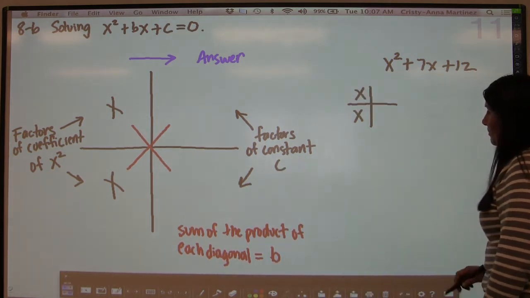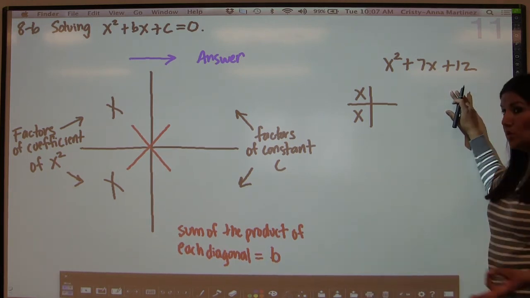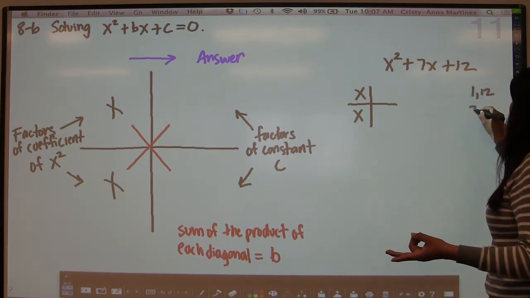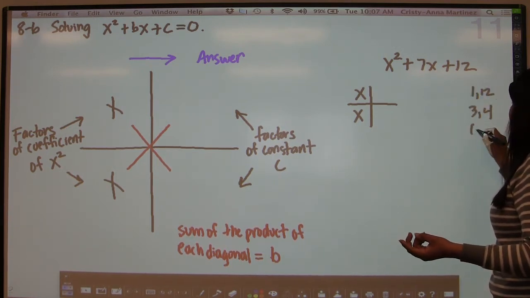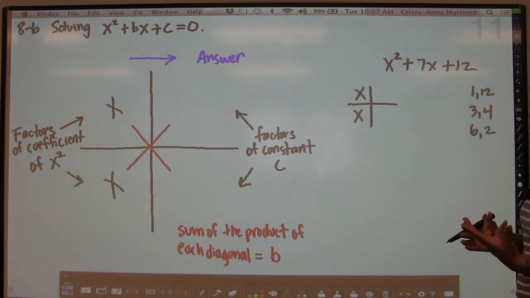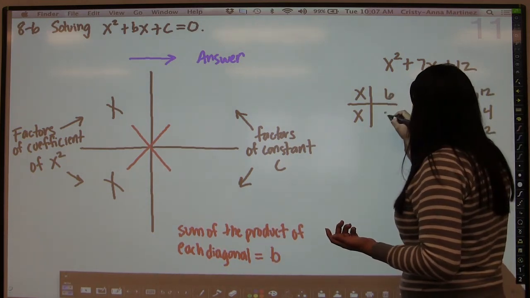In this case, I have some options there. I can pick 1 and 12, which are factors of 12. I could pick 3 and 4, which are factors of 12, and 6 and 2 are factors of 12. And the whole process here is which ones are going to work. I'm going to go ahead and pick one that doesn't work, so you can kind of see how that would happen. Let's suppose that I pick 6 and 2, for example.